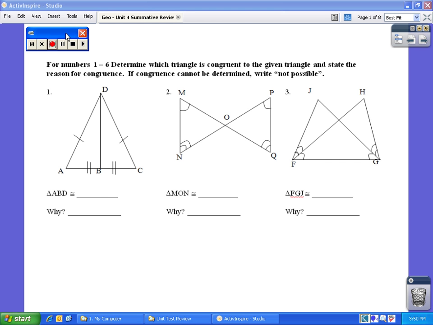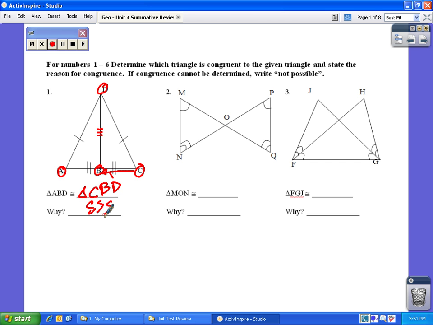For the first one, we know that BD is congruent to BD by the reflexive property. So the two triangles are congruent. Make sure you match up your variables. Triangle ABD is congruent to triangle CBD, and that's by side, side, side, because we have 3 pairs of congruent sides.